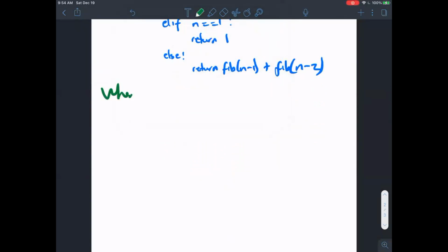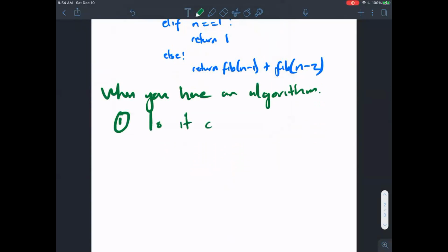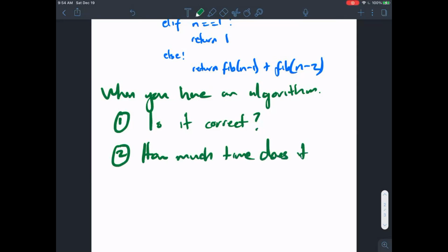When you have an algorithm, that's what the interviewers will also be asking you. The first question which you should ask yourself is, is it correct? They give you a question, just try to find, can you get it to work? When you have found out that it's correct, then you can ask another question: how much time does it take as a function of n?